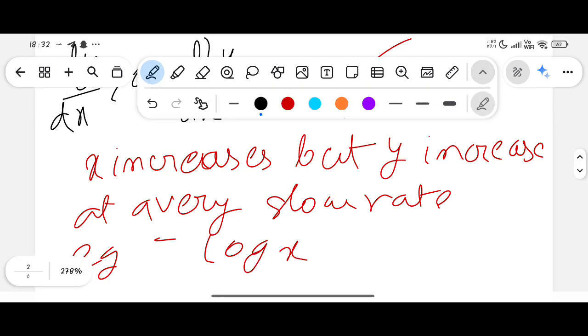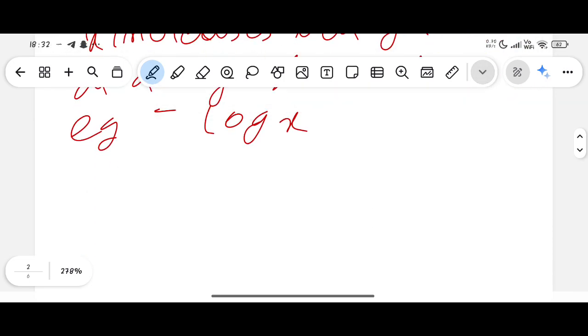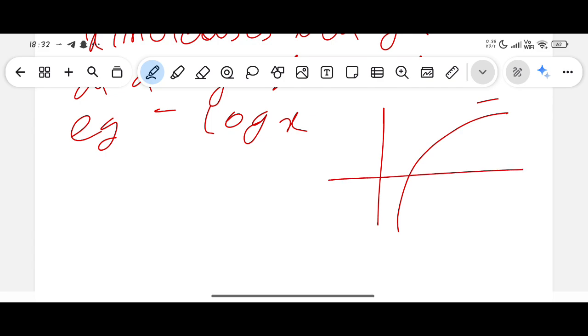Here you can see the graph of log x. We know that the graph of log x looks like something this. No, not this, sorry. So you can see that as x increases, y also increases but at a very slow rate.